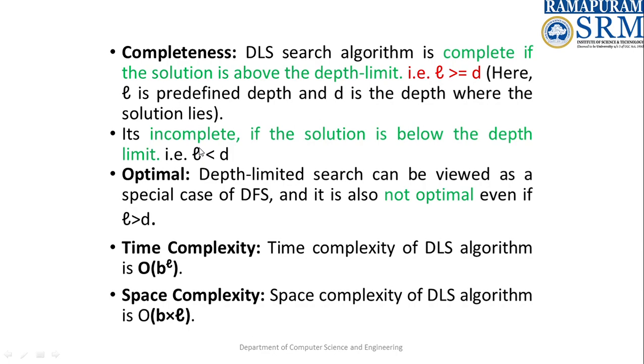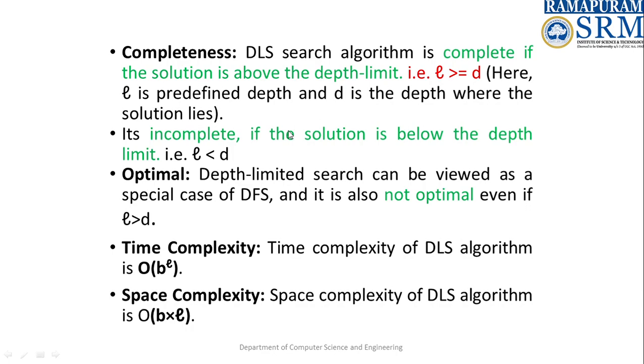So it becomes complete when the L value is greater than or equal to d, and it should not be too high, that also we saw. It is incomplete when the L value is less than d. Now coming to the next one, optimality. Whether this depth limited search can be viewed as optimal: in some cases it will not be considered optimal, because the L value can be quite higher.